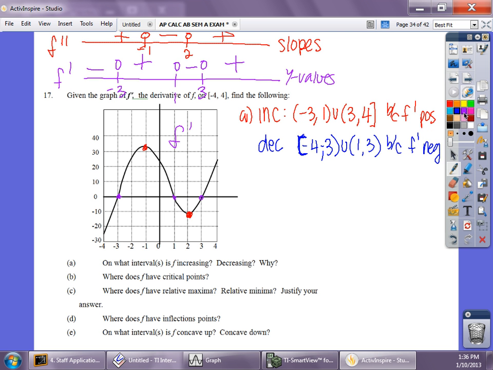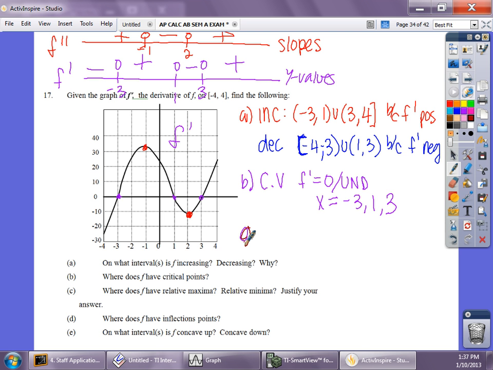Where does f have critical values? So the definition of a critical value is when f prime is equal to 0 or undefined. We see that that happens when x is equal to negative 3, 1, and positive 3. Letter C.